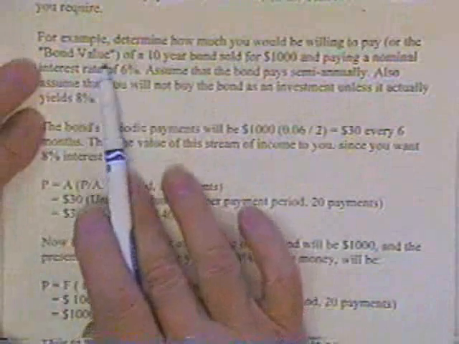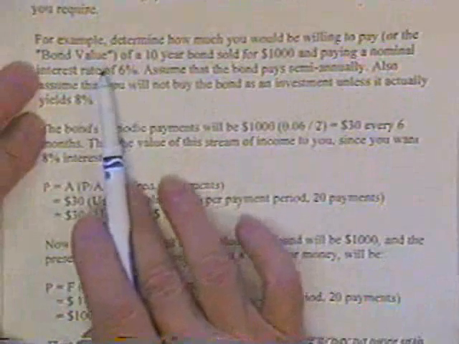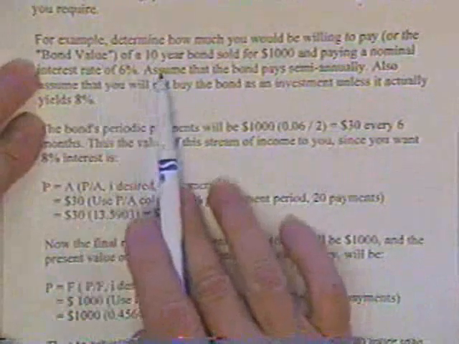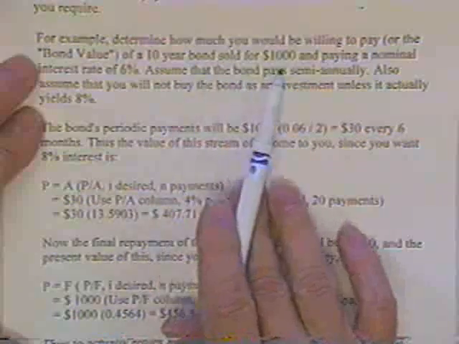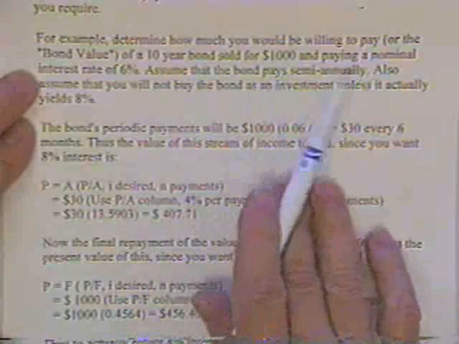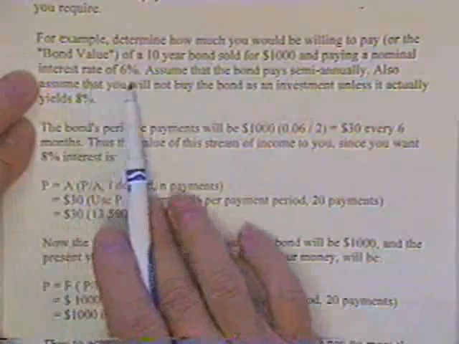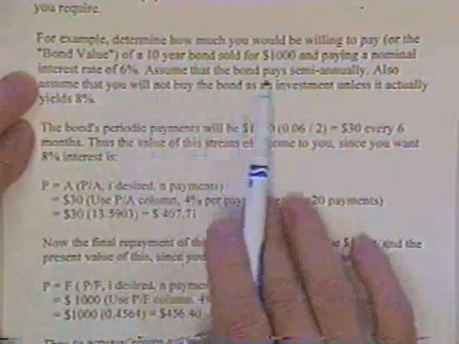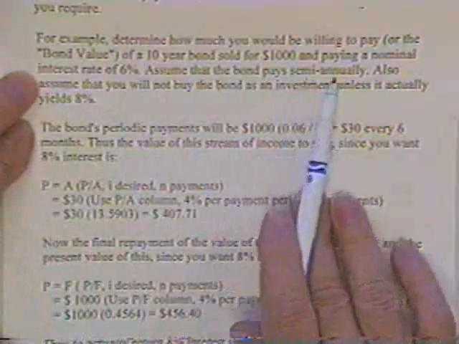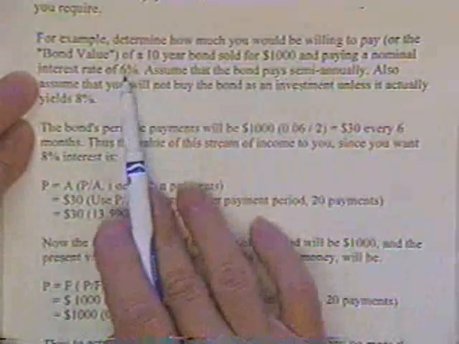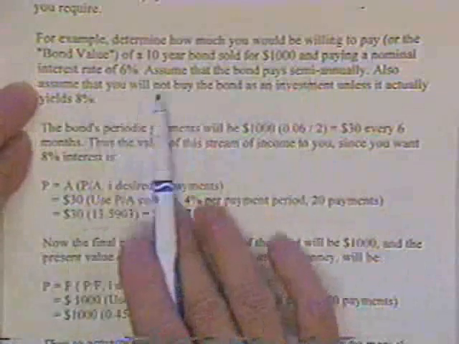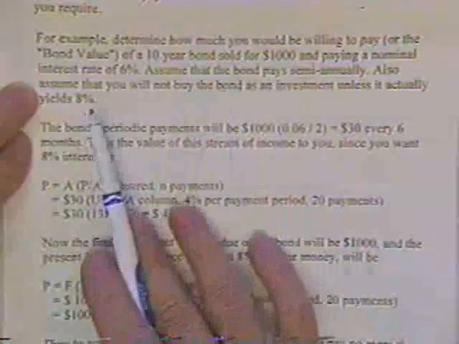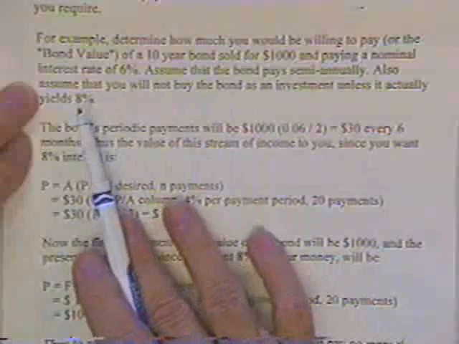What is the bond's value to you? What would you be willing to pay for somebody who had a 10-year bond? It sells for $1,000. He's willing to pay you a nominal interest rate of 6%. And he's willing to do that semi-annually, so what he's really paying you is 3% twice a year. And also assume that to you, money's worth 8%.